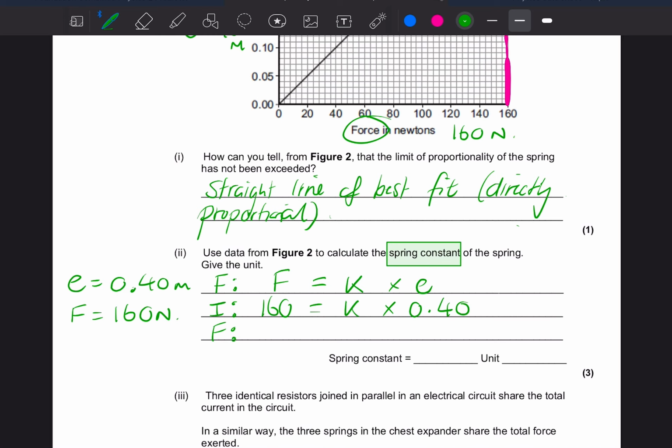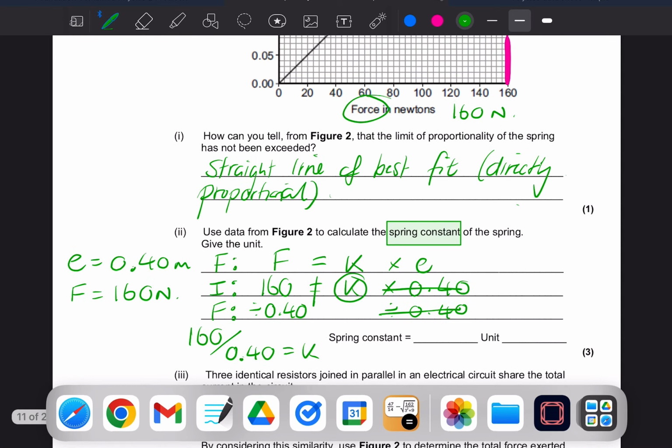So we have to fine tune this by rearranging it so that k is the subject. So k is currently being multiplied by 0.40. So we're going to divide by 0.40 times and divide by the same thing would equal 1. Therefore that cancels out, just leave k. If we do it to one side of the equal sign, we've got to do it to this, so divide by 0.40, and that leaves us with 160 divided by 0.40 is equal to the spring constant. So let's do that.